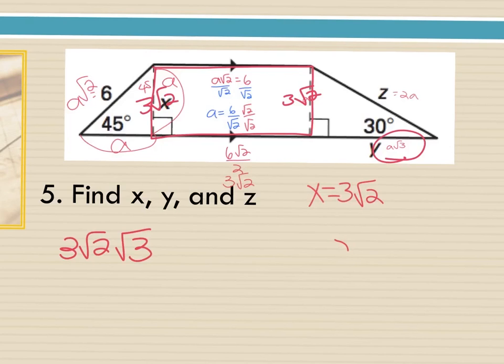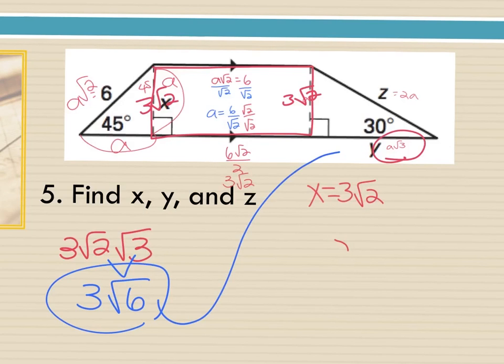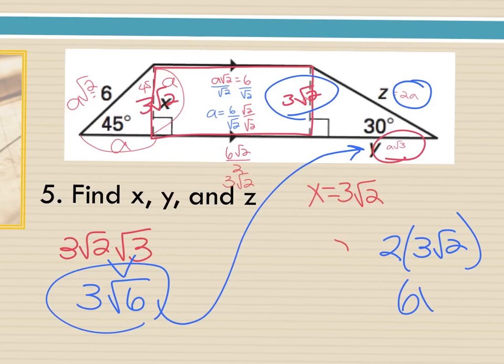And the rule with square roots is if they're both under the root, then you multiply them together. So this would just be root 6. That's going to be y. And then z is 2 times A, and we just said A was 3 root 2. So 2 times 3 root 2 is 6 root 2.